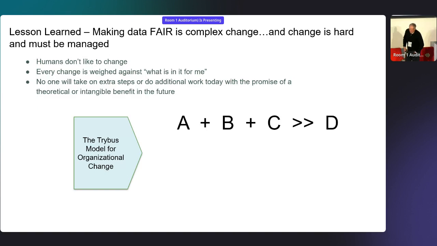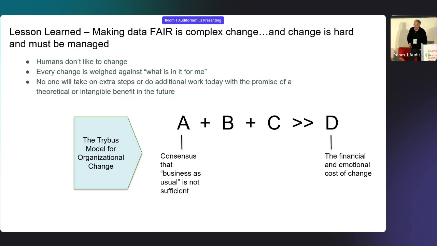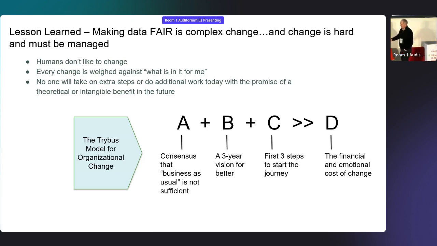And that leads us to this major lesson learned: it's complex change. Change is hard, has to be managed. Humans don't like to change. They really have to be brought along in that journey. And so I leveraged an old consulting model for this. The equation is A plus B plus C must be greater than D. To overcome the financial and emotional cost of change, three conditions need to exist.